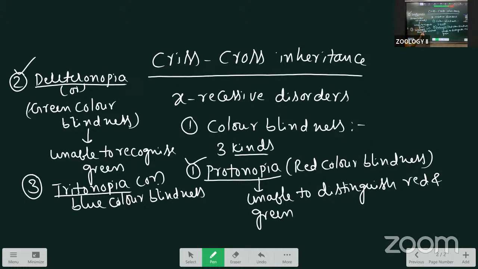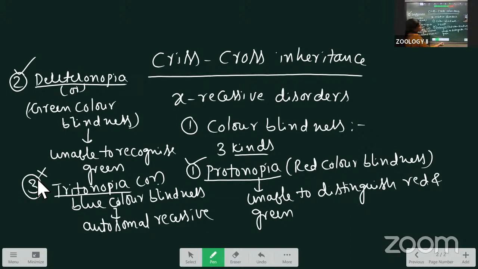It is an autosomal recessive disorder. These two, protanopia and deuteranopia, are X recessive inheritance. But the third one, tritanopia, belongs to the autosomal recessive character. Here, this is about color blindness.